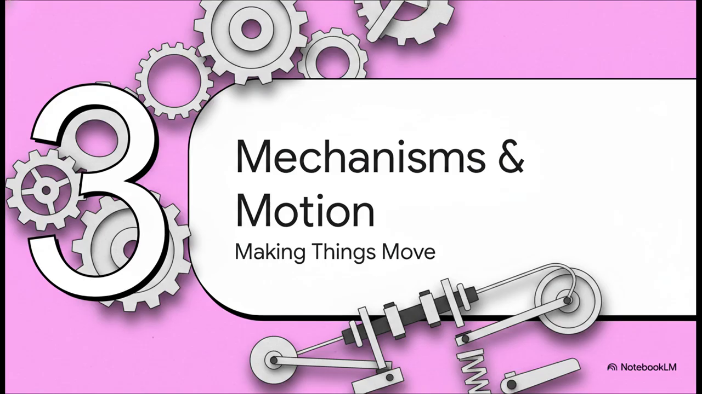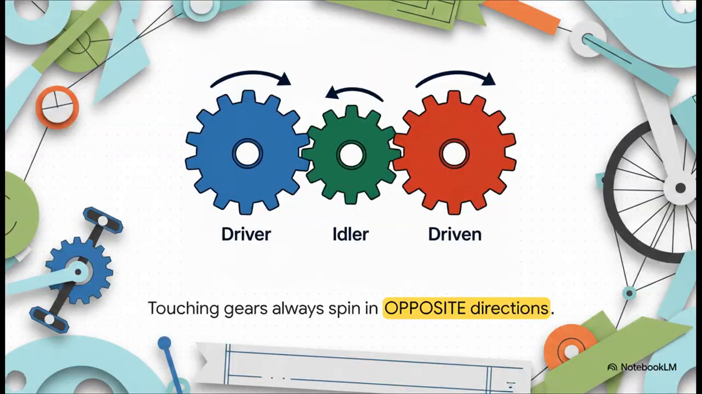This is where we make things move. Mechanisms are basically motion translators. They take one type of movement and magically turn it into another. Take a look at these gears. Gears are just wheels with teeth that pass movement from one part of a machine to another. See the blue one? That's the driver gear. That's where the movement starts.